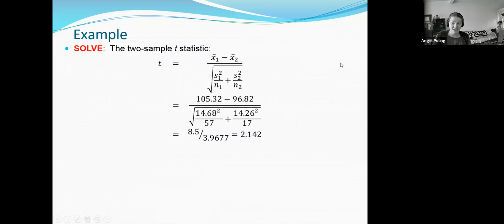Okay, so then the example continuing on, we solve by finding the two-sample t-statistic. So what is the t-score here? It's the difference of the sample means divided by the approximate standard deviation, or the standard error, right?